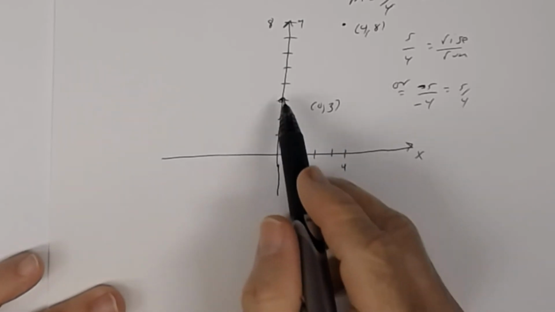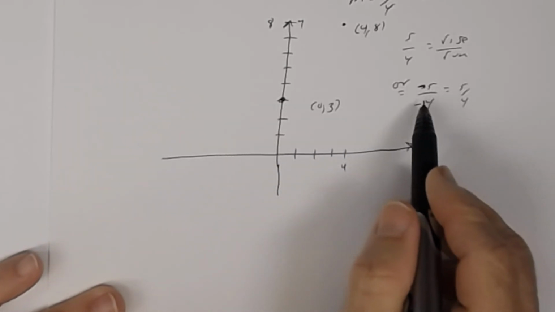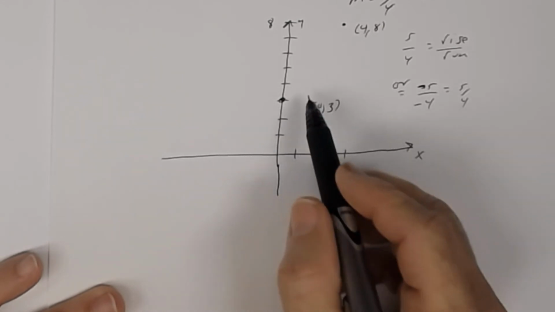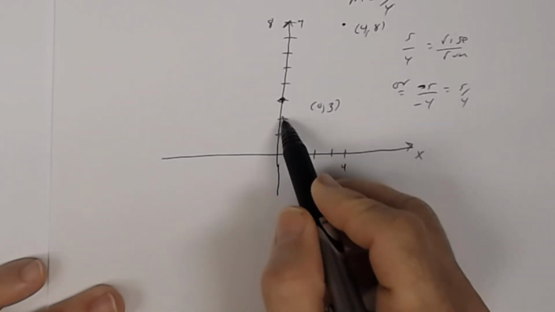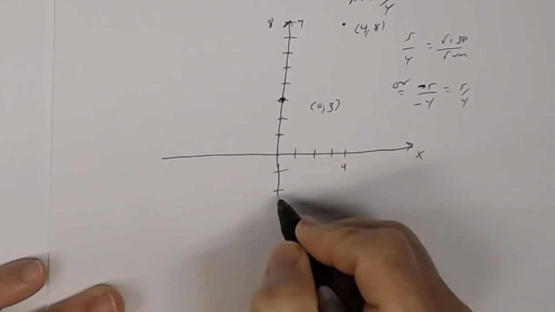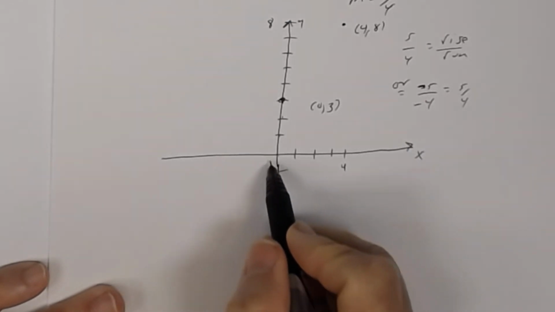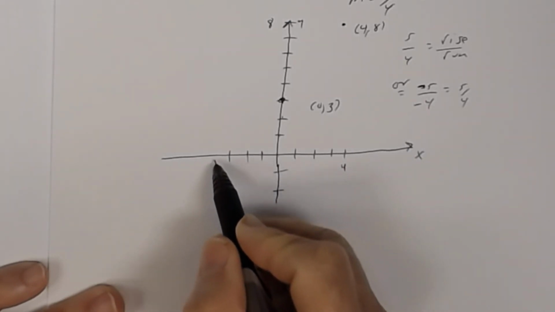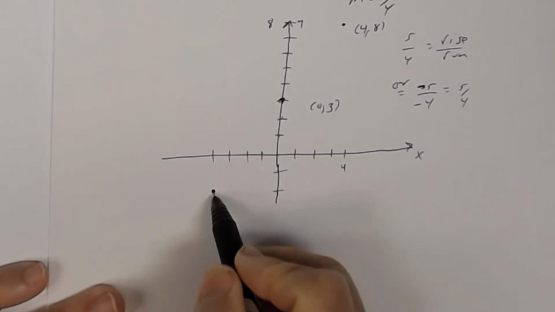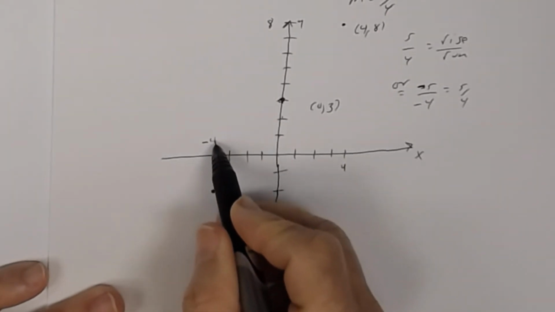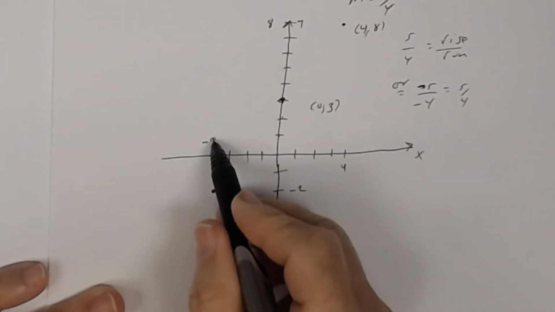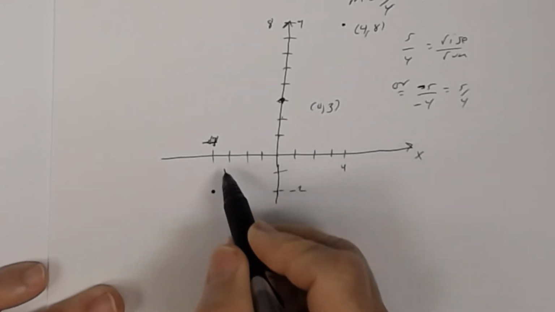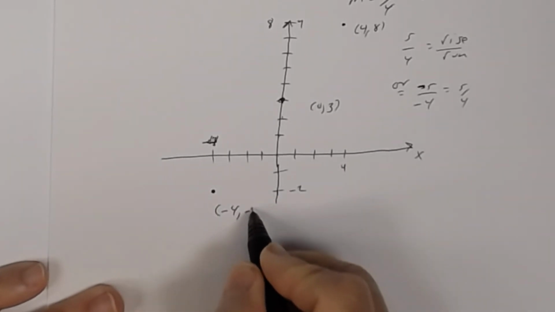All right, but I'm going to use this here to find the other points. I'm going to start here. I'm going to go down 5: 1, 2, 3, 4, 5. And I'm going to go to the left 4: 1, 2, 3, 4. Right here. So there's the point. This is negative 4, this is negative 2. If I label it, there's the point (-4, -2).